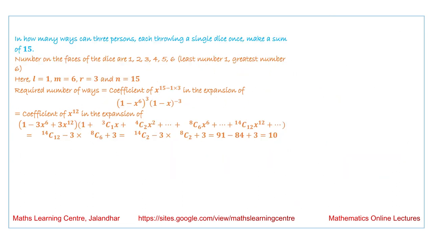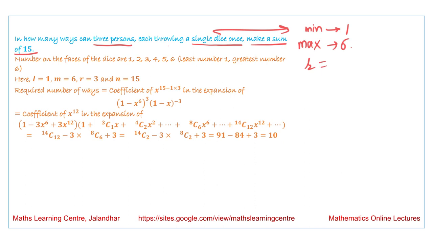So the question based upon this is: in how many ways can 3 persons, each throwing a single die once, make a sum of 15? If we are talking about the throwing of a die, the minimum number we have is 1, and the maximum number we can have on the die is 6. The number of persons we have is 3. The number of groups we want to form is 3, and n is equal to 15.